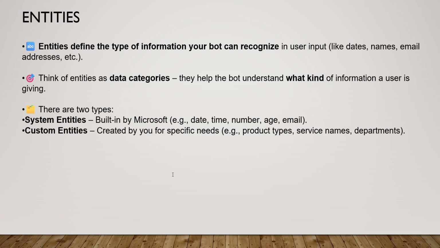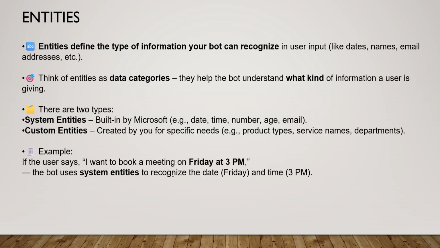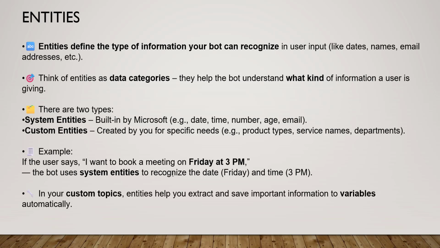Other than that, when you start developing these agents using Copilot Studio, you will realize the use of entities. But I think by now you must have a very good idea about it. Now, this is another example in my deck. If the user says, I want to book a meeting on Friday at 3 p.m., the bot will be able to understand that Friday is the date and 3 p.m. is the time. So, using this key information, it will automatically book the meeting. So this is about entities.